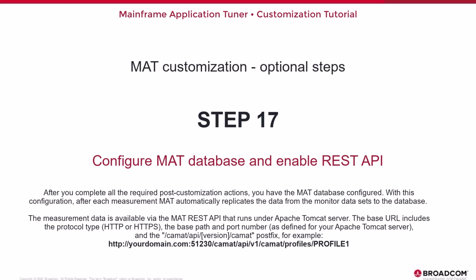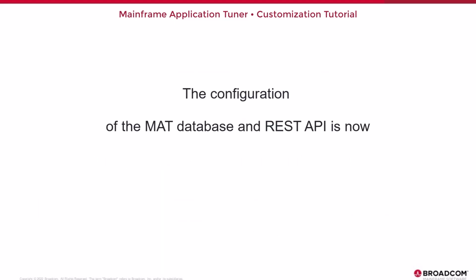The base URL includes the protocol type, HTTP or HTTPS, the base path and port number, as defined for your Apache Tomcat server, and the /camat/API/version/camat postfix, as shown in this example. The configuration of the MAT database and REST API is now completed.